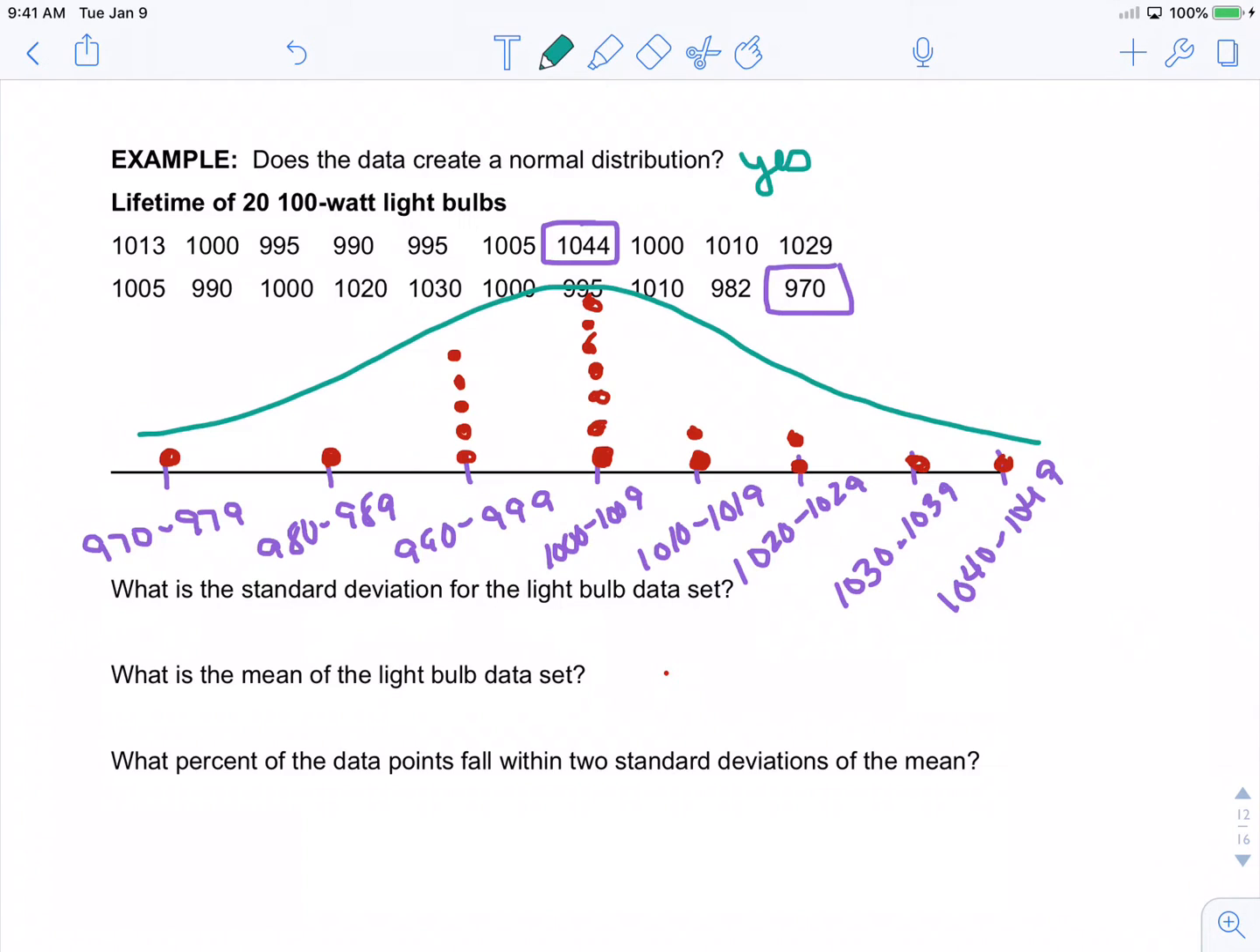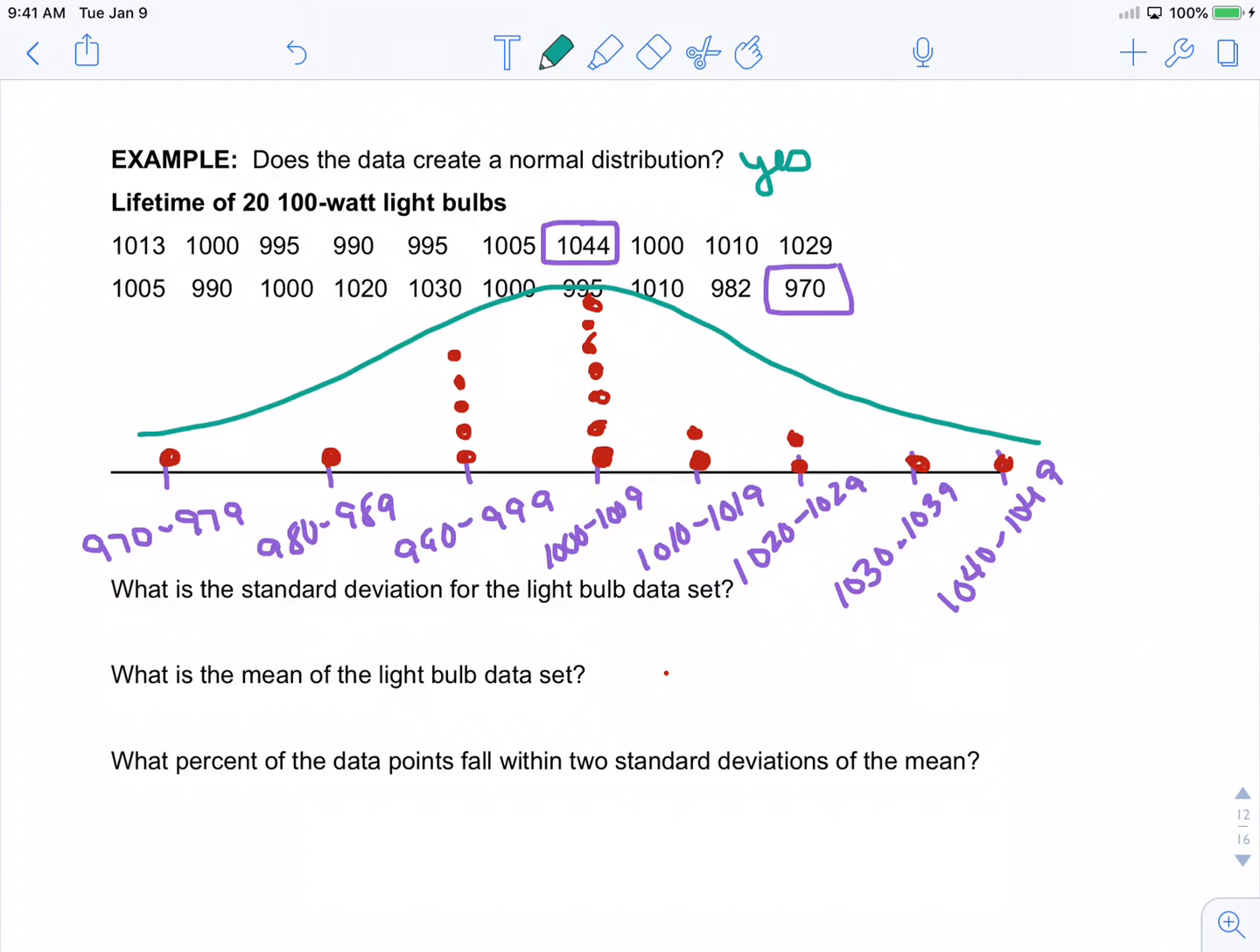So there are a couple other questions down below. And the first question underneath says, what is the standard deviation for the light bulb in this data set? So again, pause the video. Do this on your own. Pause it and plug these numbers into your calculator. We want to find the standard deviation and we want to find the mean of the data set.